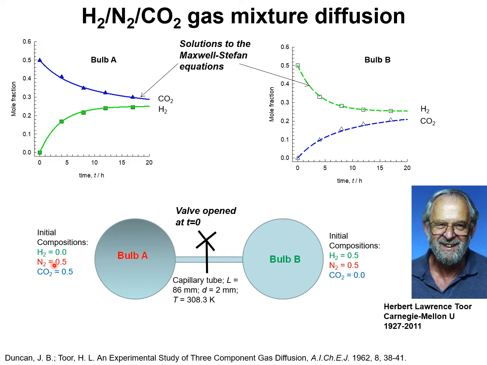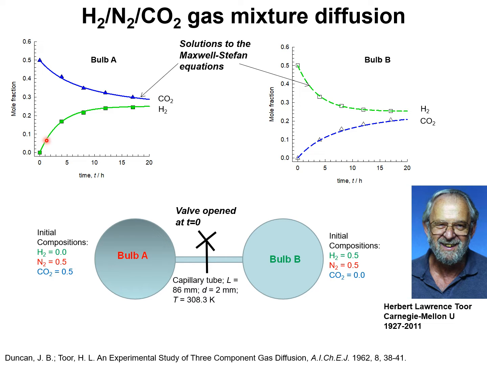Interesting to note is that the nitrogen mole fraction initially is 0.5 in both bulbs, and therefore there is no driving force in terms of mole fractions for nitrogen. At time t equals 0, the stopcock connecting the two bulbs is opened and interdiffusion is allowed to take place.